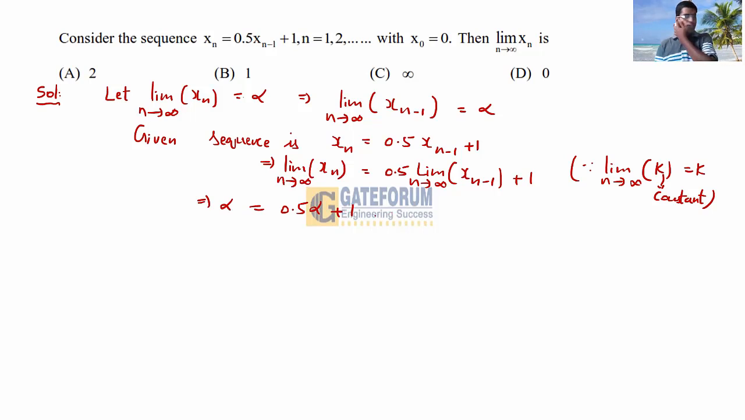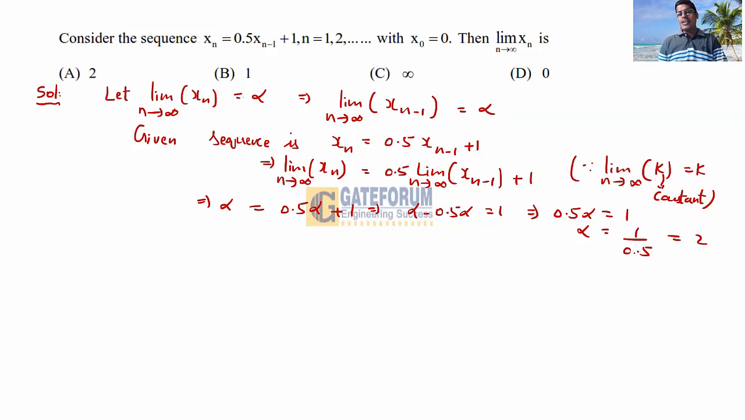This simplifies: bring all alpha terms to one side. So alpha - 0.5 alpha = 1. 1 minus 0.5 is 0.5. So 0.5 alpha = 1. So alpha = 1 by 0.5. 0.5 is 1 by 2. So this simplifies to 2, which is finite.